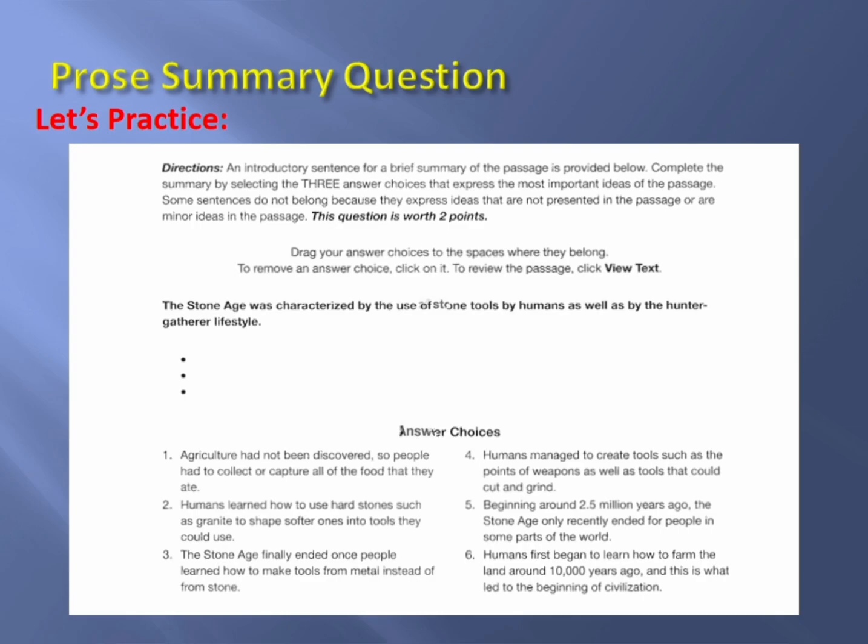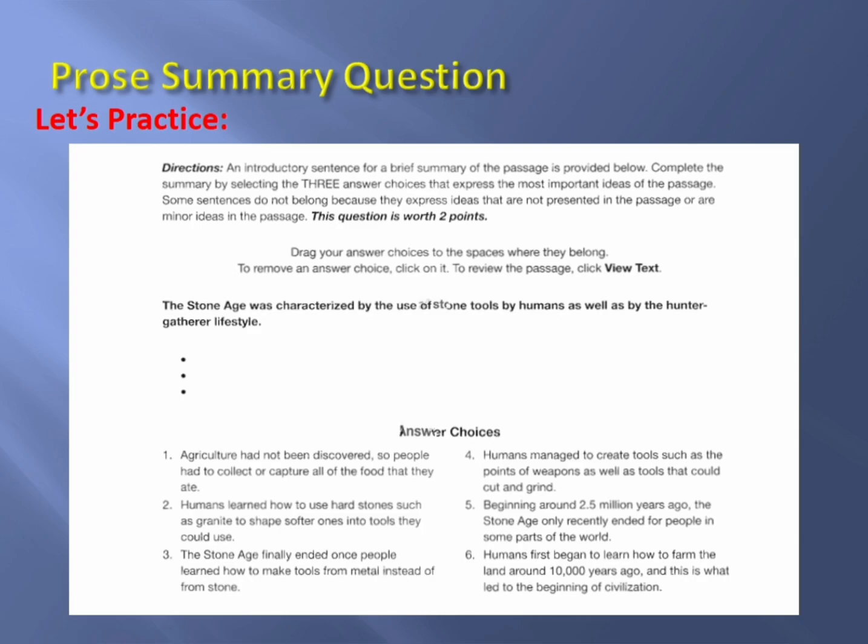4. Humans managed to create tools such as the points of weapons as well as tools that could cut and grind. 5. Beginning around 2.5 million years ago, the Stone Age only recently ended for people in some parts of the world. 6. Humans first began to learn how to farm the land around 10,000 years ago, and this is what led to the beginning of civilization.